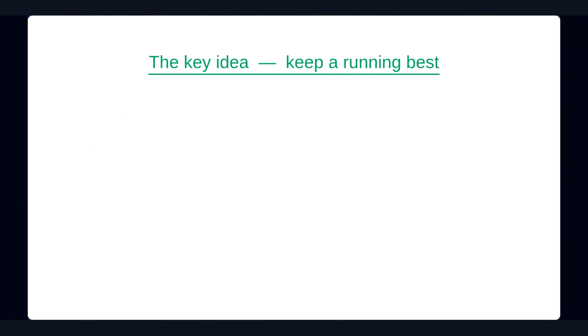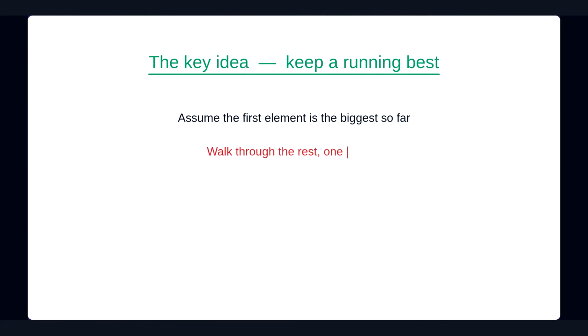Here is the simple trick. We start by guessing that the very first number is the biggest we have seen. Then we walk along the rest of the list. Every time we meet a number that beats our current best, we update our best to that number. By the time we reach the end, our best has been compared against everyone, so it truly is the largest.